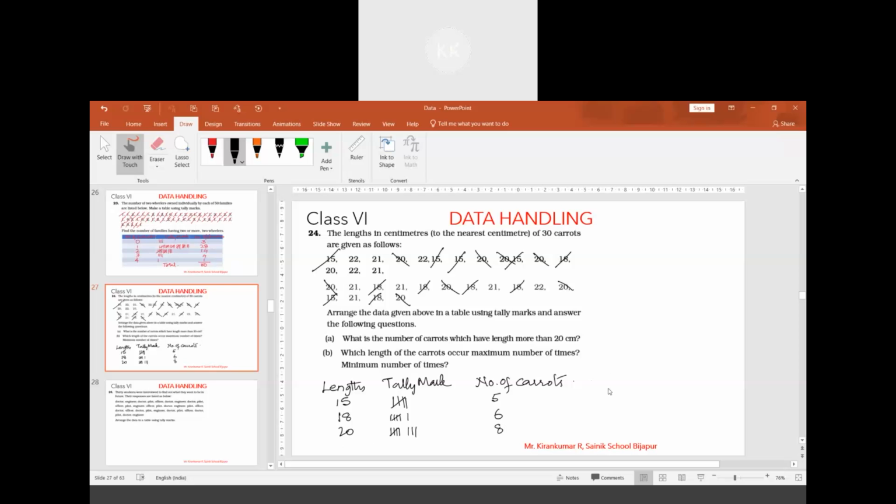Next one is 21 centimeter. Let me continue here. 21 centimeter: 1, 2, 3, 4, 5, 6 are there. 22: 1, 2, 3.